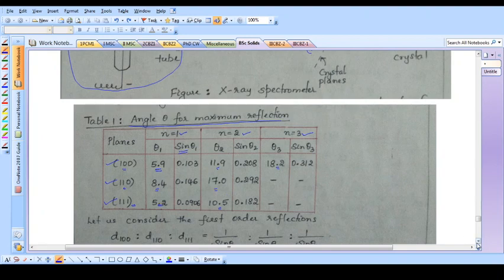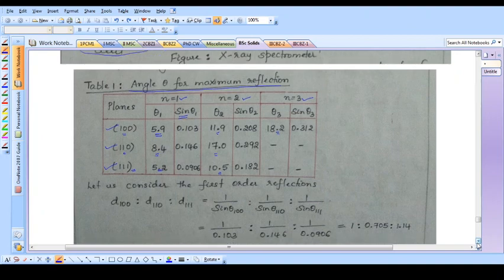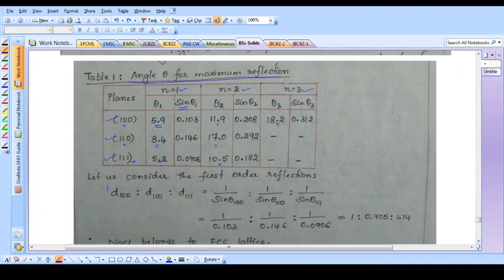Now the purpose of calculating sine theta is because in our previous video we have discussed a very important relation, and I told you this relation will be helpful in the coming classes. The relation that we have discussed in the previous video is the ratio of the interplanar spacing is equal to the ratio of the reciprocal of sine theta corresponding to those planes. That is d100 is to d110 is to d111 is equal to reciprocal of sine theta 100 is to reciprocal of sine theta 110 is to reciprocal of sine theta 111.